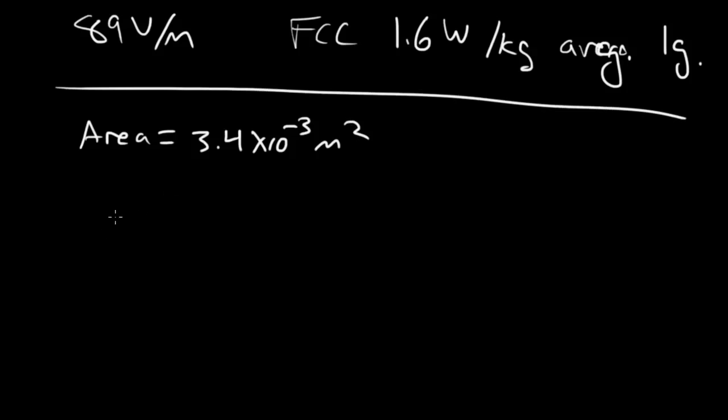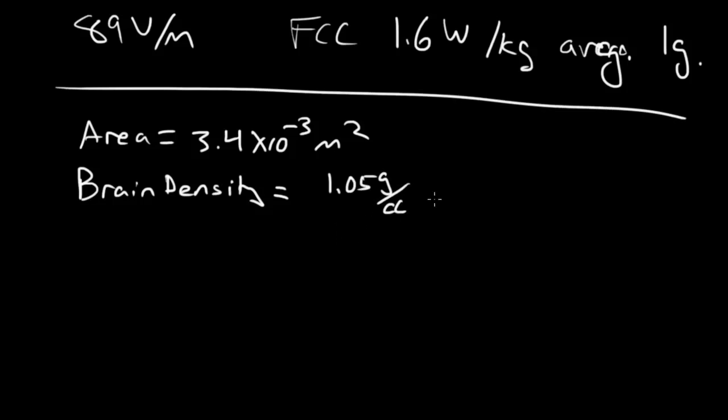The second piece of information we need to know is the brain density, mass density. And that is, on the web, 1.05 grams per cubic centimeter, roughly. Which is not too surprising, because this is about the density of water. Water is 1 gram per cubic centimeter. Same thing. Your brain is mostly water. Okay. What else do we need?